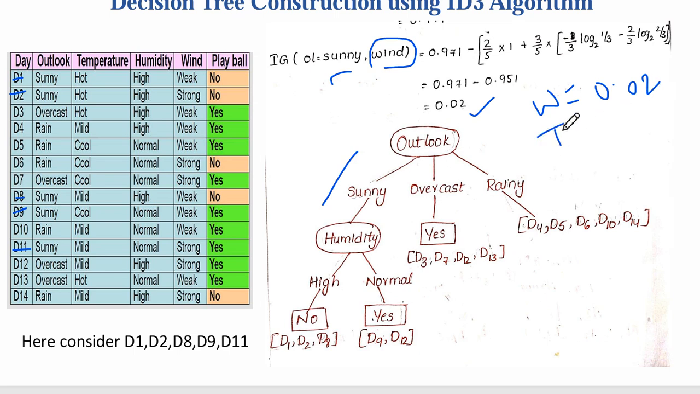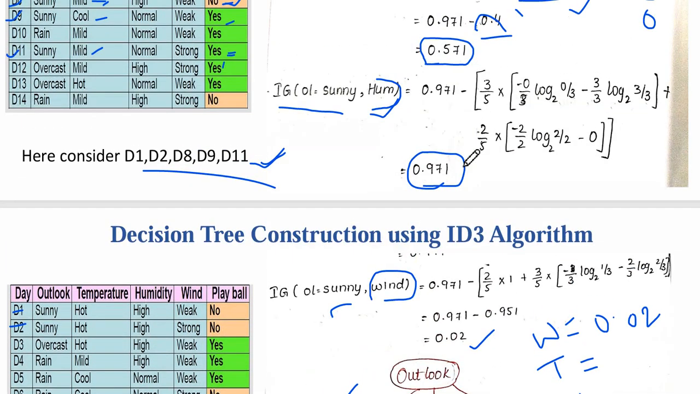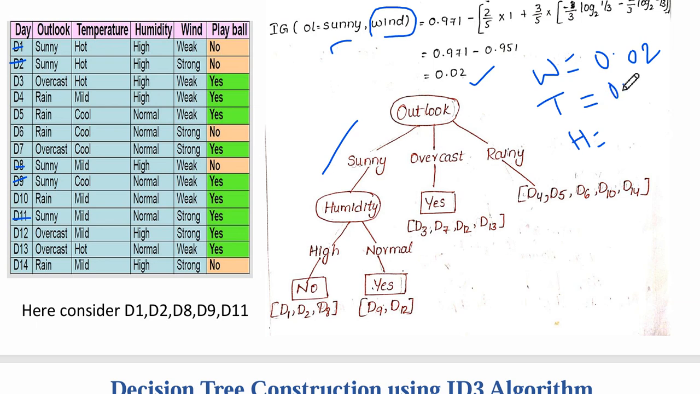Now the temperature gain value and humidity gain value. Humidity is 0.971, temperature is 0.5 something. So which one has the most gain value? Humidity. That's why after outlook equals sunny, the next best feature is humidity. The best next feature is which one? Humidity.